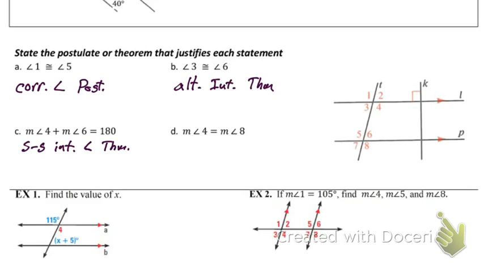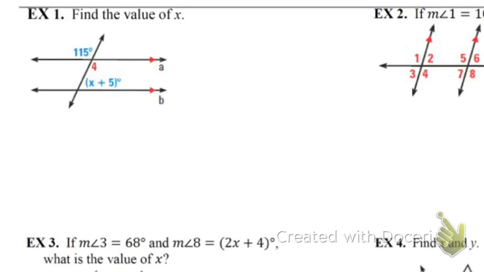All right, the next one says measure of angle 4 plus measure of angle 6 equals. They are corresponding angles, and that's going to be that postulate. Corresponding angle postulate. Cool. All right, let's continue on. That's just going to help you with your proofs. Let's continue on. So we have example 1.